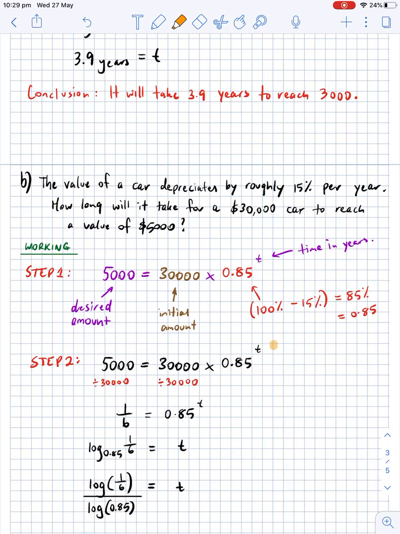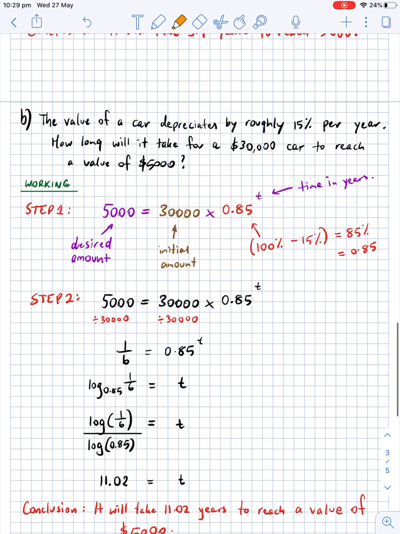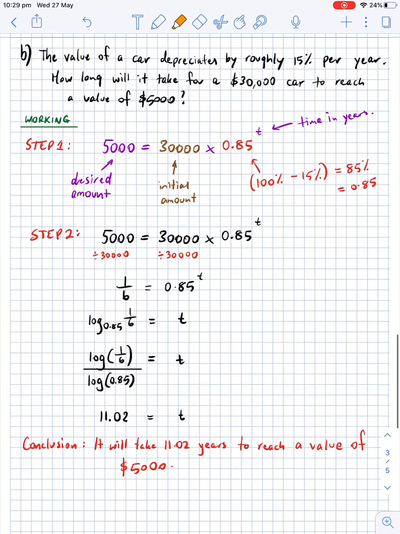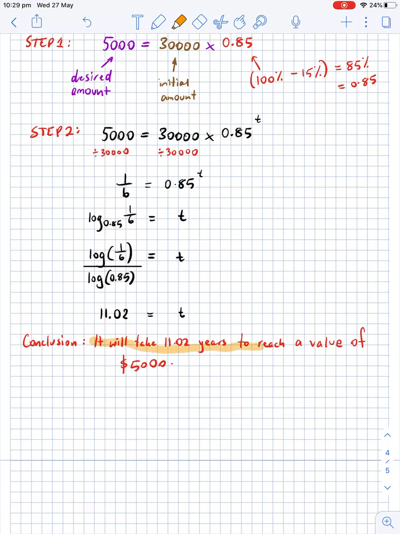So the idea is we've got to isolate our base with our unknown power, divide by 30,000. 5,000 divided by 30,000 is 1/6. We rearrange this equation. The t becomes the subject, the 1/6 comes down, and our base is 0.85. We can't deal with this in a calculator, so change the base. The 1/6 is up the top, and the 0.85 is down the bottom, each with log base 10, and that gives us a value of 11.02 for time. So conclusion, it will take 11.02 years to reach a value of $5,000.